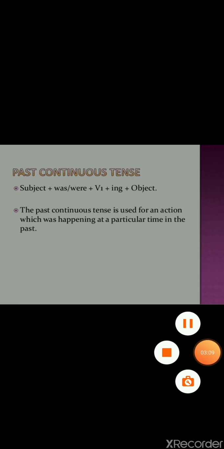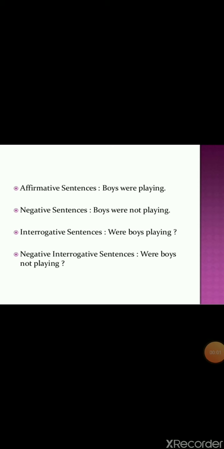Now the past continuous tense is used for an action which was happening, meaning it was in progress, at a particular time in the past. I am repeating the definition: the past continuous tense is used for an action which was happening at a particular time in the past. Means it didn't stop, it was on. Let us understand with some examples.